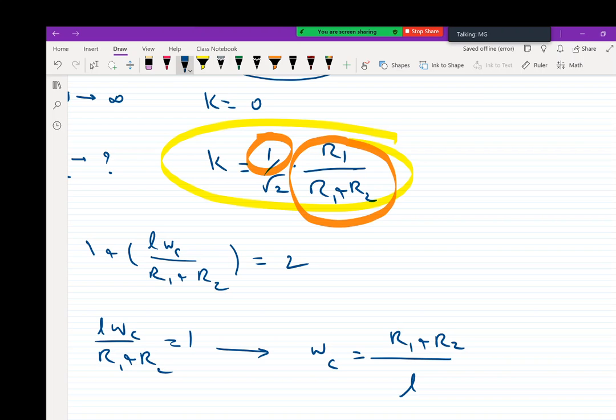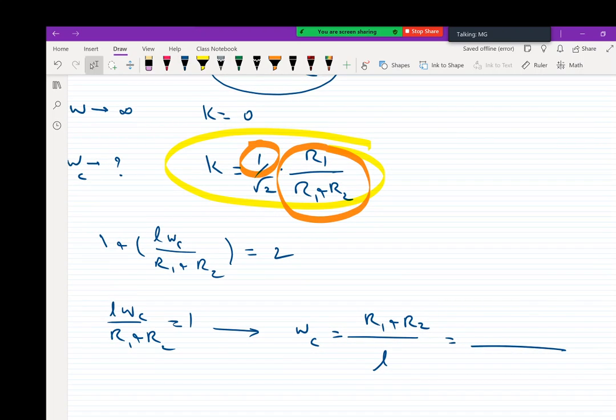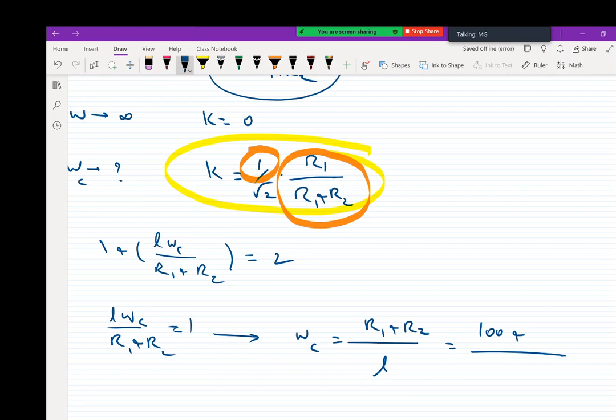So if we replace the values from our previous example, we know that R1 and R2 each are 100 ohms, so 100 plus 100, and L was 100 milli, so 100 times 10 to the negative 3, so it will be equal to 2000. Okay, so this is the cutoff frequency. Any question?